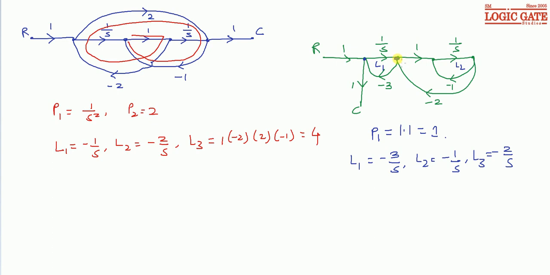Nodes are not common here, so there is a non-touching pair of loops, and that pair is L1 and L2. This loop is L3, so we can see that in L1, L3 this node is common, so they are touching. In L2 and L3 these two nodes are common, so they are also touching. Just L1 and L2 will make a pair of non-touching loops.